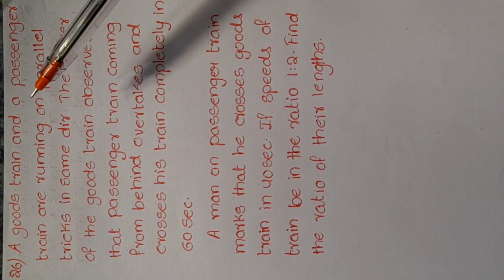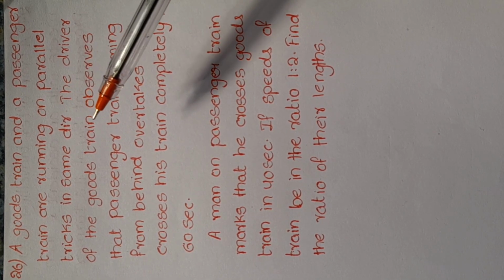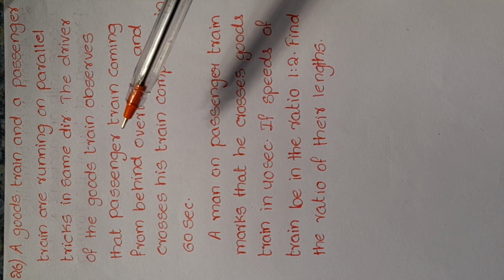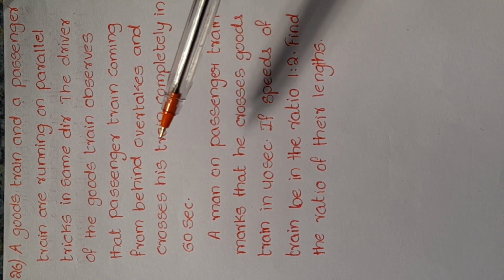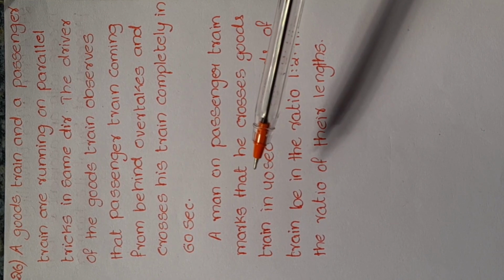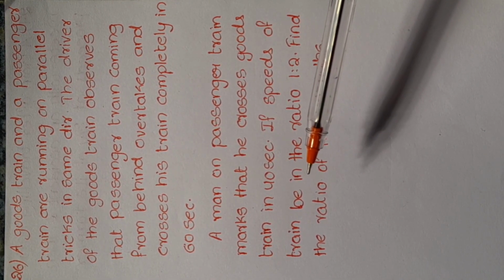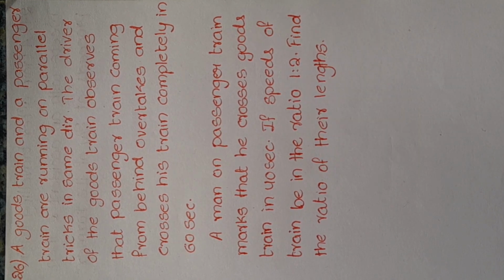Question number 26. A goods train and a passenger train are running on parallel tracks in the same direction. The driver of the goods train observes the passenger train coming from behind, overtakes and crosses him completely in 60 seconds. A man on the passenger train marks that he crosses the goods train in 40 seconds. If the speeds of the trains are in the ratio 1:2, find the ratio of their lengths.